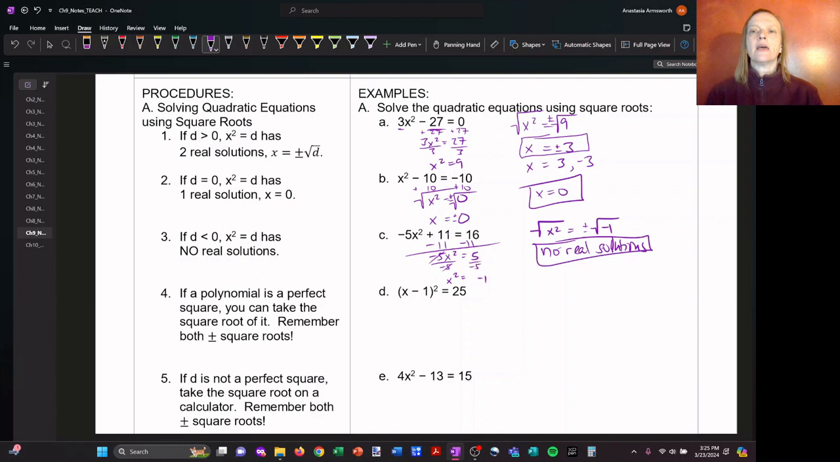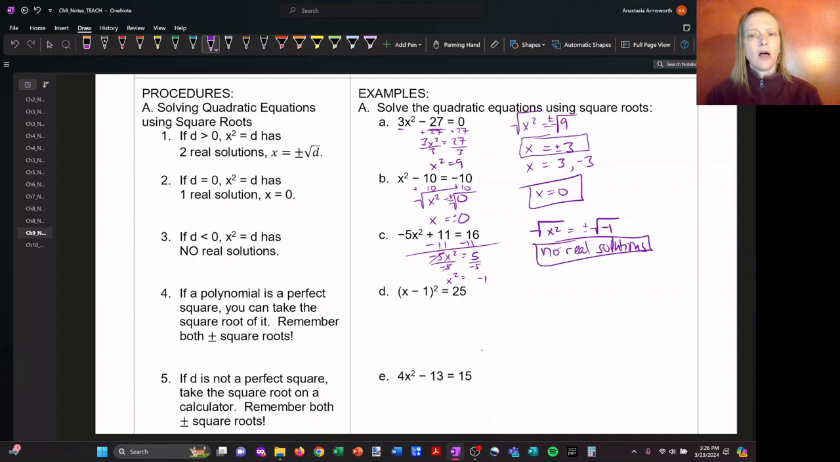So you can see if your x squared equals a positive number, you're going to get two real solutions. If your x squared equals 0, you're going to have one real solution. And if your x squared equals a negative number, you will have no real solutions as your answer. Now, a couple of extensions to this rule.